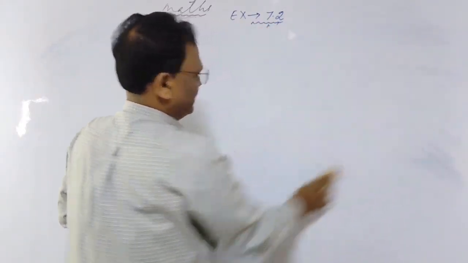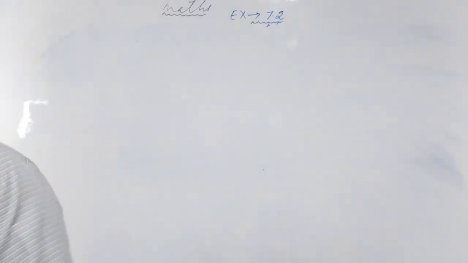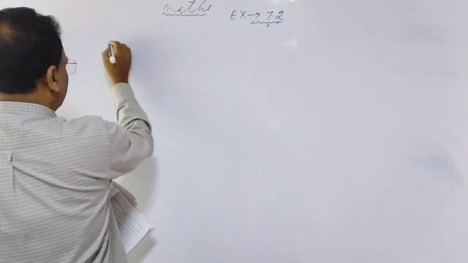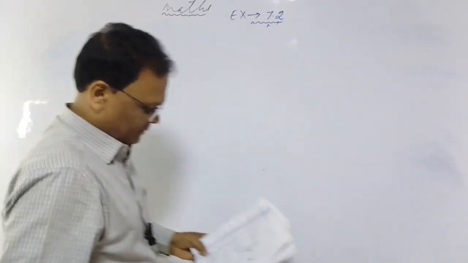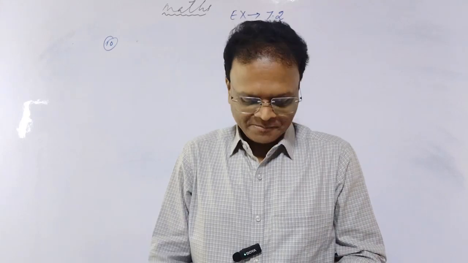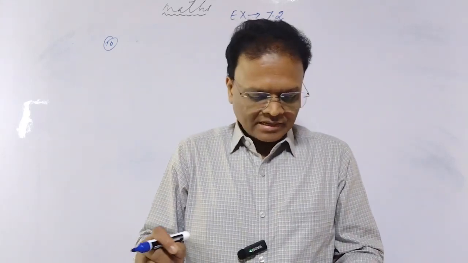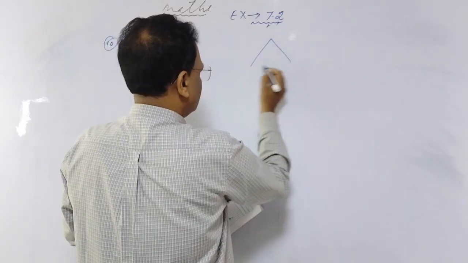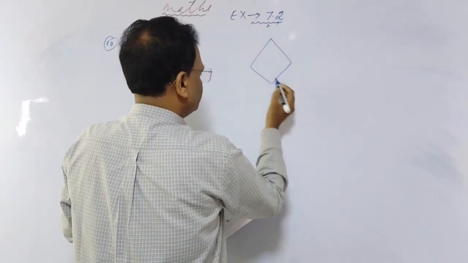So this is question number 9. And question number 10, which is the last question. Question number 10, what is it? Find the area of a rhombus. Area of rhombus means you must know the formula. If the vertices are given, let me write the vertices. So vertices of the rhombus given.